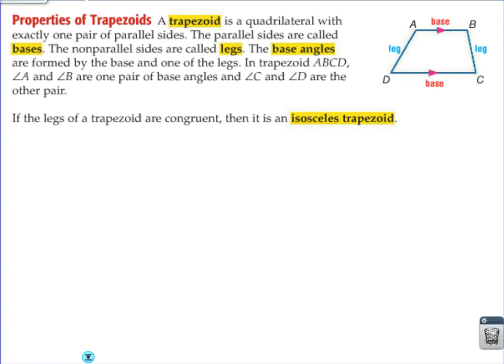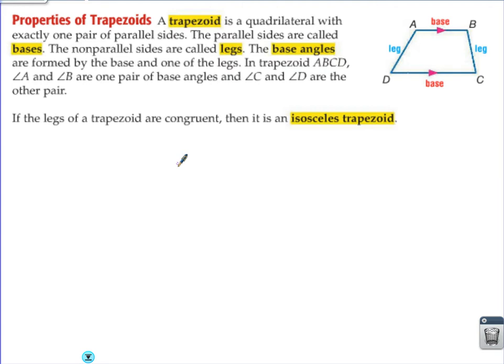Trapezoids. This is your last quadrilateral. Hopefully you know everything about parallelograms. You know everything about a rhombus, rectangles, and squares. That's all your parallelograms. So now what if you only have one set of parallel sides? You have a trapezoid here.